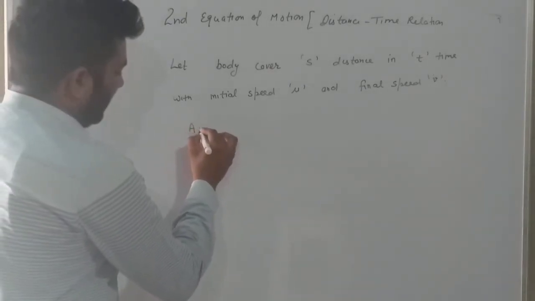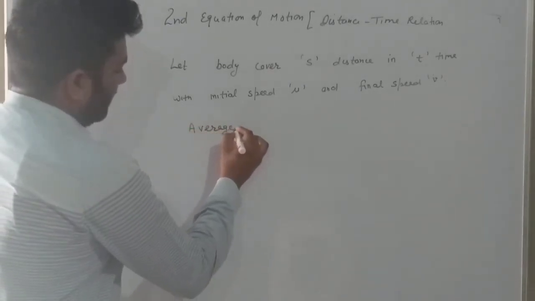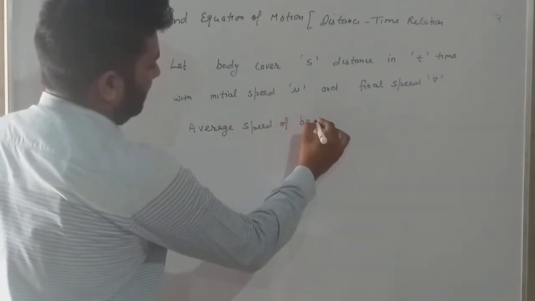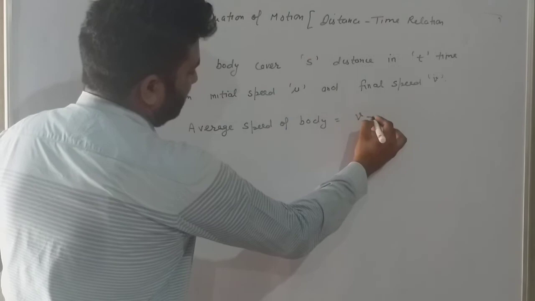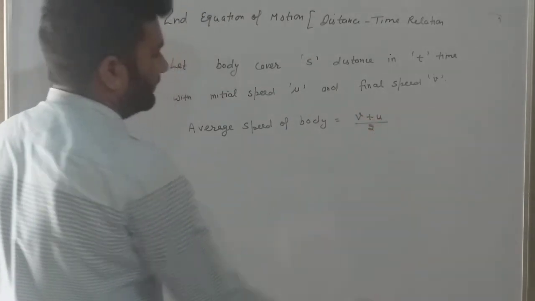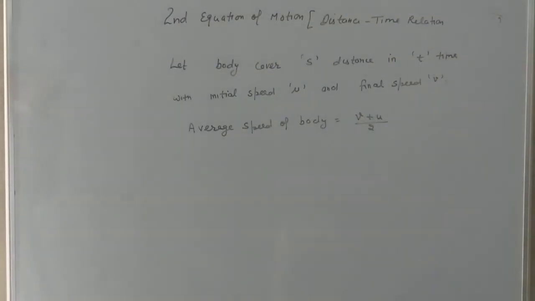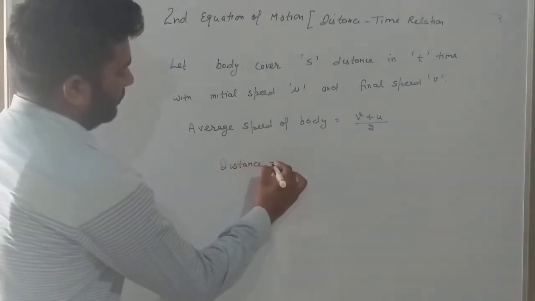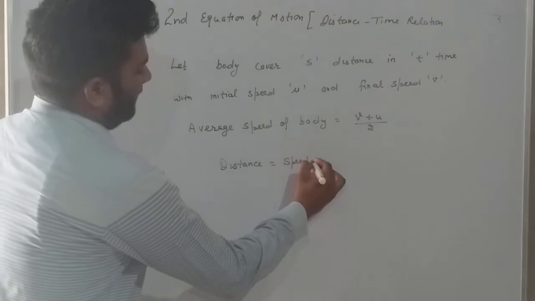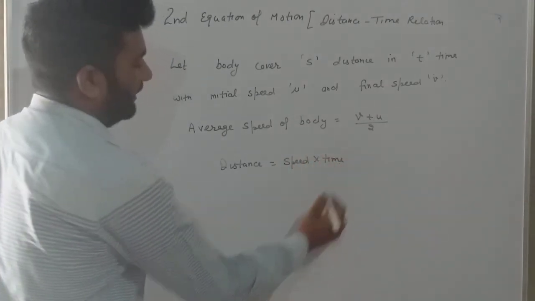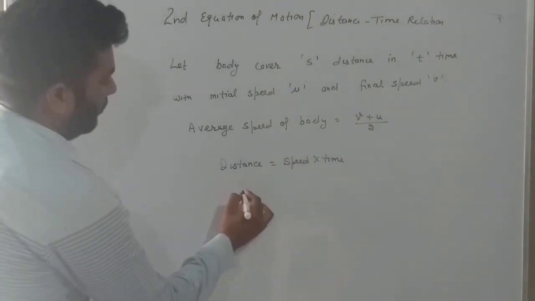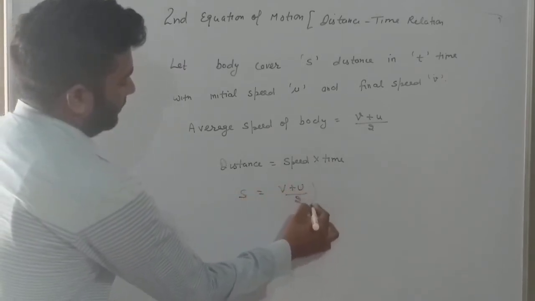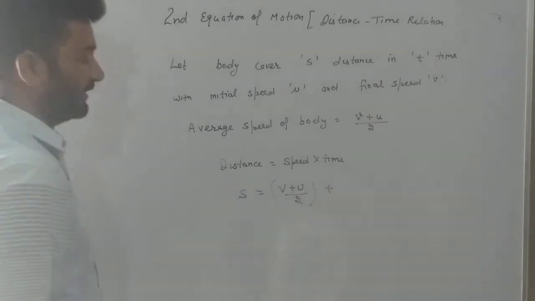So average speed of body will be equal to final speed plus initial speed divided by 2. This is the average speed. Now we know that distance is equal to speed into time. So distance is equal to s, speed is equal to v plus u by 2 into t.